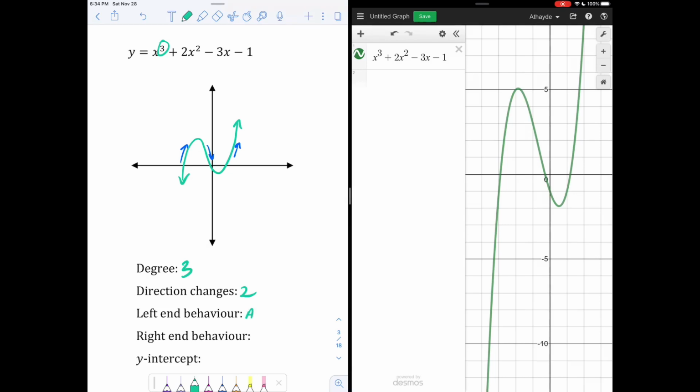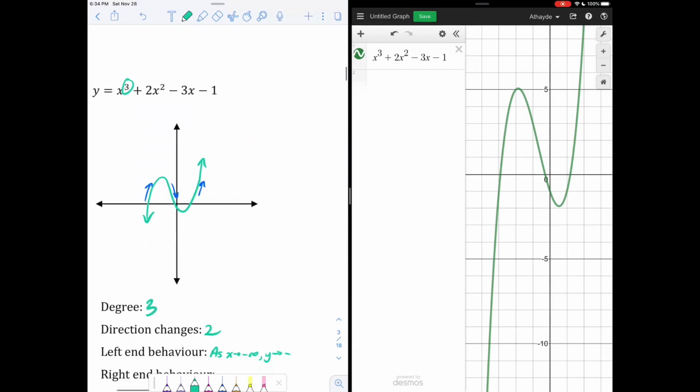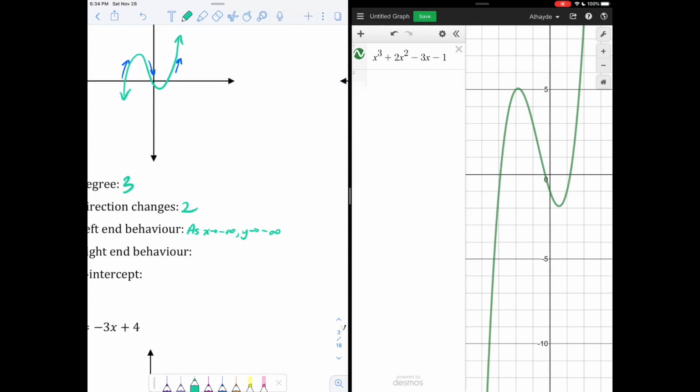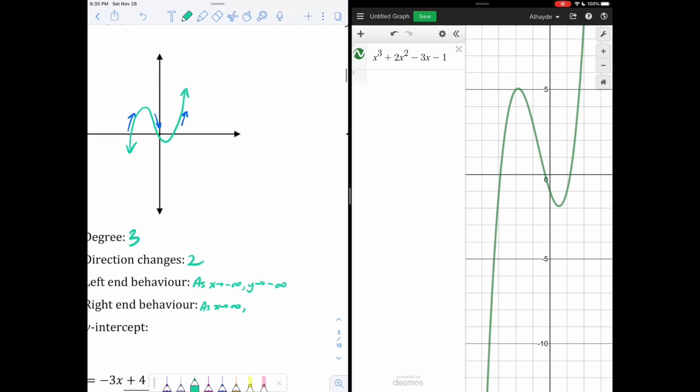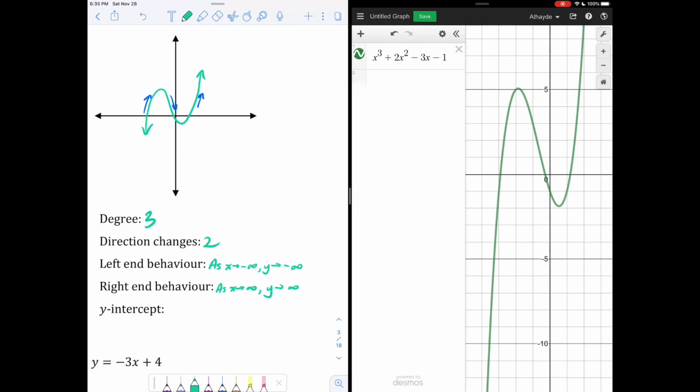The left end is when x approaches negative infinity, so still on this left side here. As x becomes more and more negative, what happens to y? Well, y is going that way. So y is trending towards negative infinity. On the right side, as x gets larger and larger, so as x goes towards positive infinity, what happens to y? Y is exploding upward. So y approaches positive infinity. The y-intercept of this thing is -1.